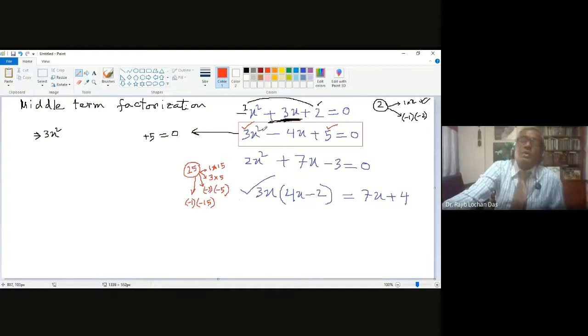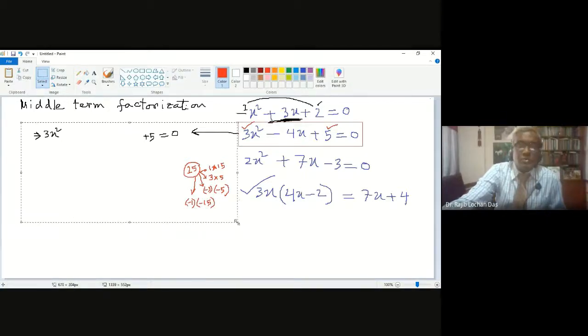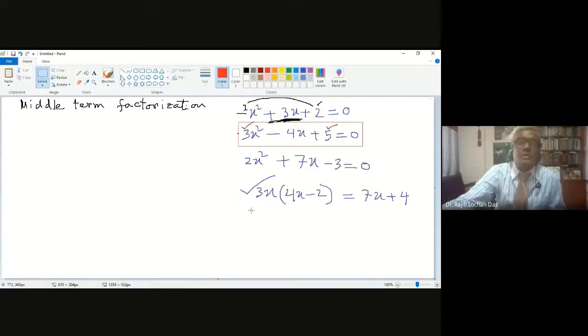So it is not possible to apply the middle term factorization for this problem. So let us not think about this one. Let us think about the next one.